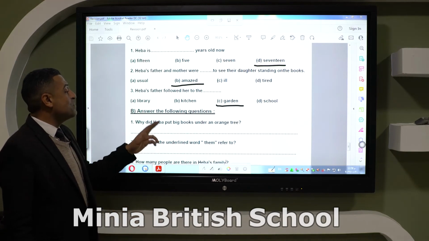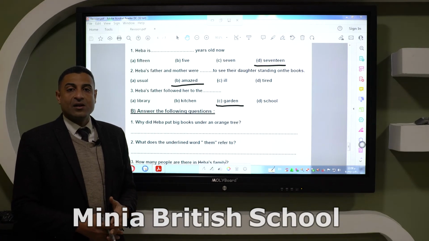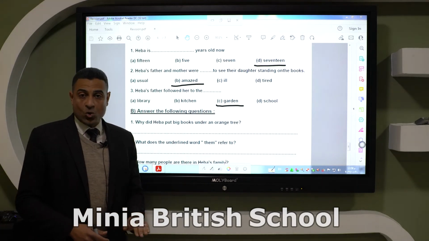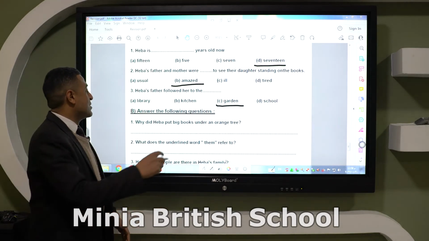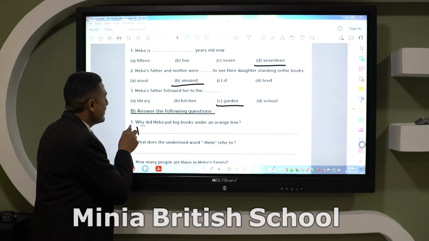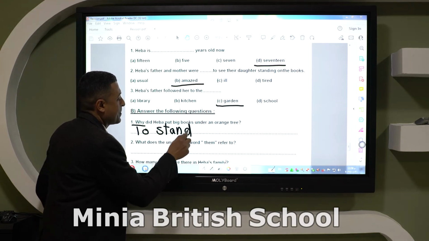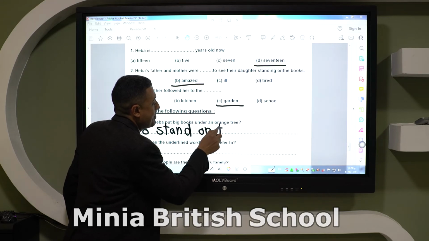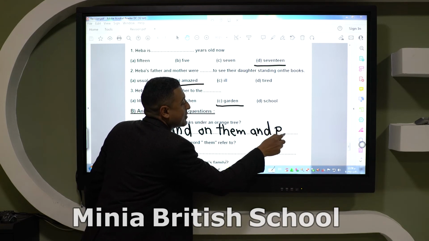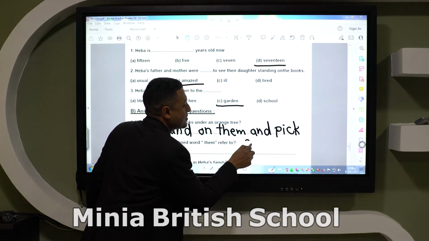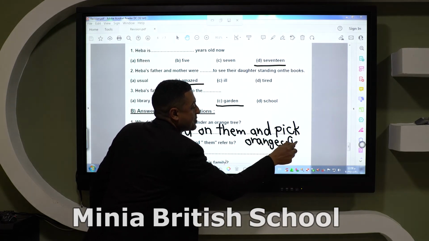Why did Hiba put big books under an orange tree? Why do you think this? Because she was short and she was not tall enough to pick the oranges. So here, to stand on them and pick oranges from the tree.